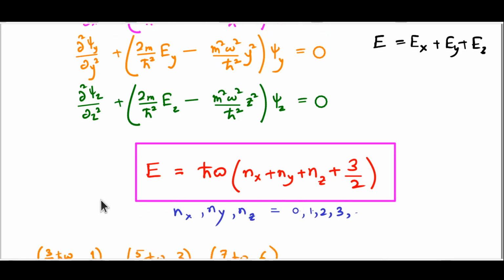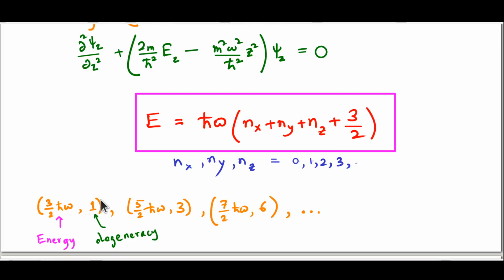On the other hand, whereas the ground state energy, which is 3 by 2 h cross omega, is non-degenerate, so the degree of degeneracy is just 1, the next one, 5 by 2 h cross omega, is obtained when nx plus ny plus nz is equal to 1. This can happen when any one of them, nx, ny or nz, is equal to 1. So there are 3 different ways in which this can happen, and the degeneracy for this is 3.